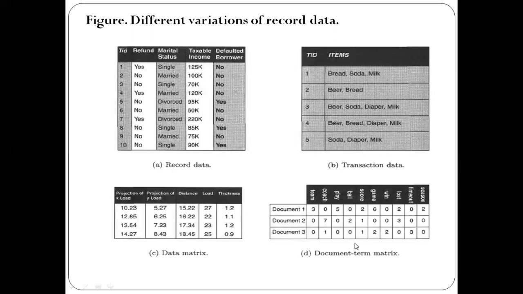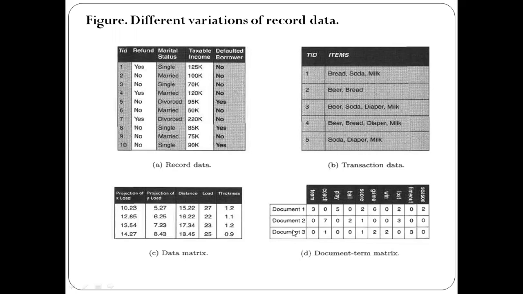The third type of record data is the document term matrix, or it is also called a sparse data matrix. That is the third kind of record data. A sparse data matrix is again a special type of data matrix. Here the attributes of the objects will be of the same type and they will be asymmetric. I will explain with the help of an example so you can understand it.